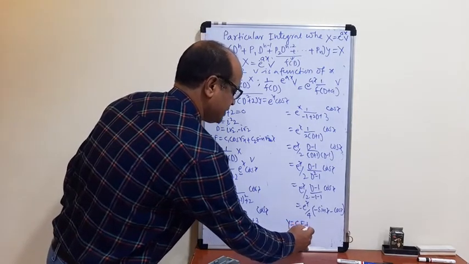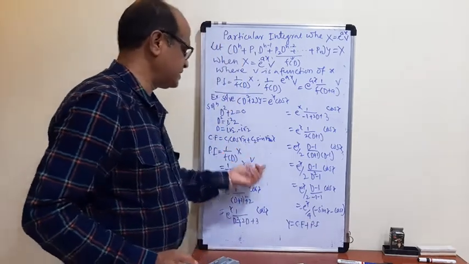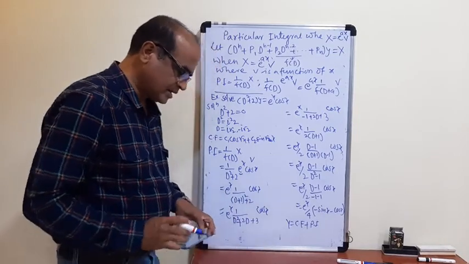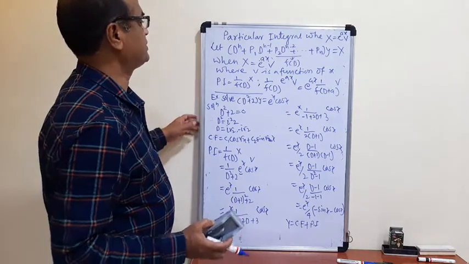Then the solution of this equation is CF + PI. CF is this, PI is this, so we get the complete solution of the given differential equation.